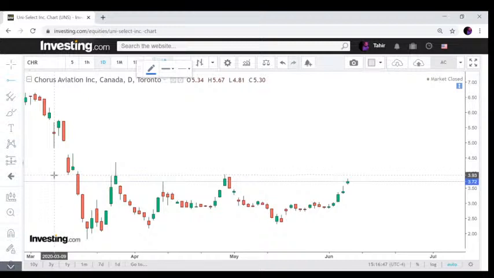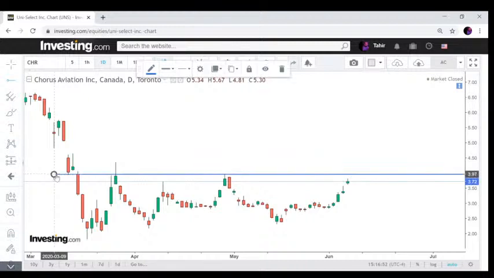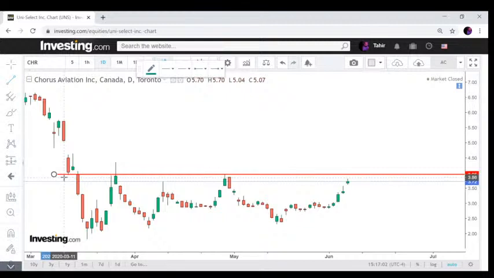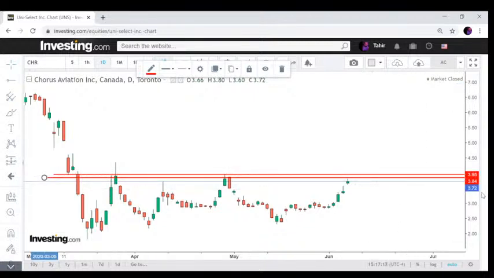So this one, I can draw it here, this one red, and I can draw a channel, a resistance channel, this one. Okay, so this level of 3.84 to 3.9 seems to be a resistance level for this. It made a high of 3.8 and then it started falling down. So let's see what the RSI is saying.